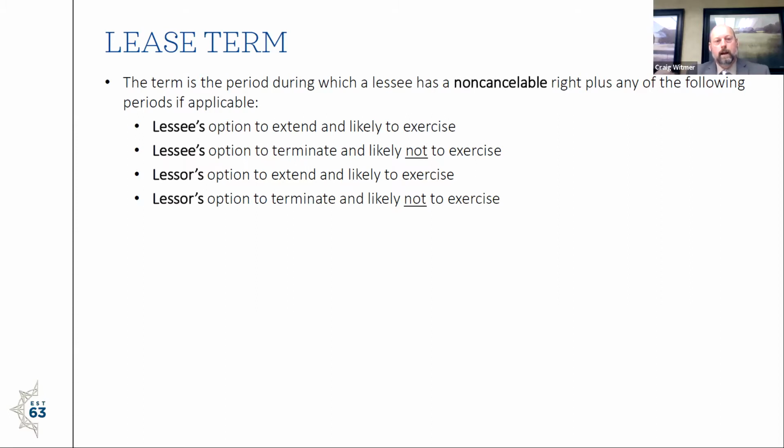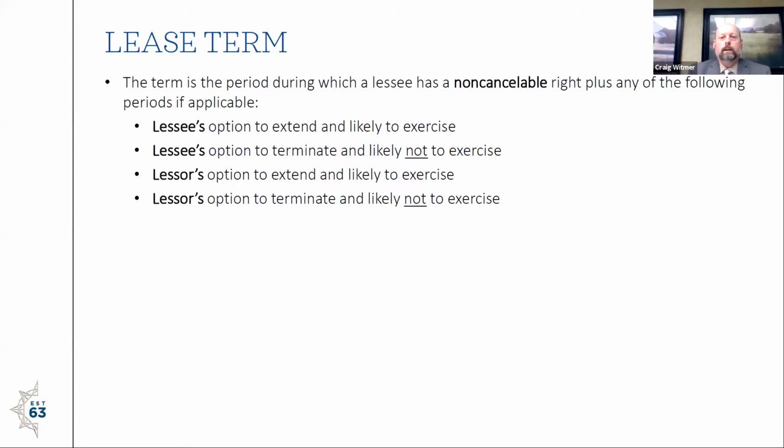And you'll see as we get into the calculations and the accounting, all that is driven off of the lease term. So for the lease term, you start with the non-cancelable period plus any of the following periods. So you look at the lessee first. If the lessee has an option to extend and you're likely going to exercise that, then that's a period that's going to be included in the lease term. If the lessee has the option to terminate and you're likely not to exercise that, that period is going to be included in the lease term. Or vice versa, the lessor has those same options.